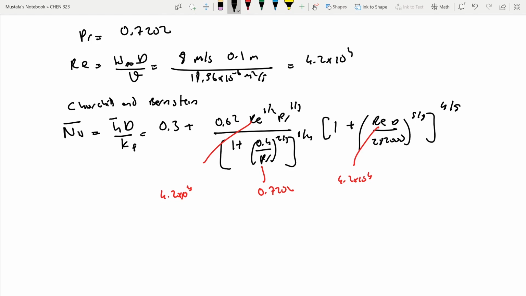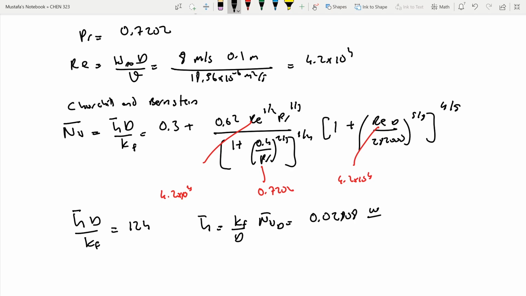And after you carry out the algebra, you get H times D over Kf is equal to 124. So that means H bar is equal to K fluid over D, times Nusselt number. And K fluid is 0.02808 watt per meter Kelvin. The Nusselt number is 124. Diameter is 0.1. So we get 34.8 watt per meter squared Kelvin. Okay, so this is H.